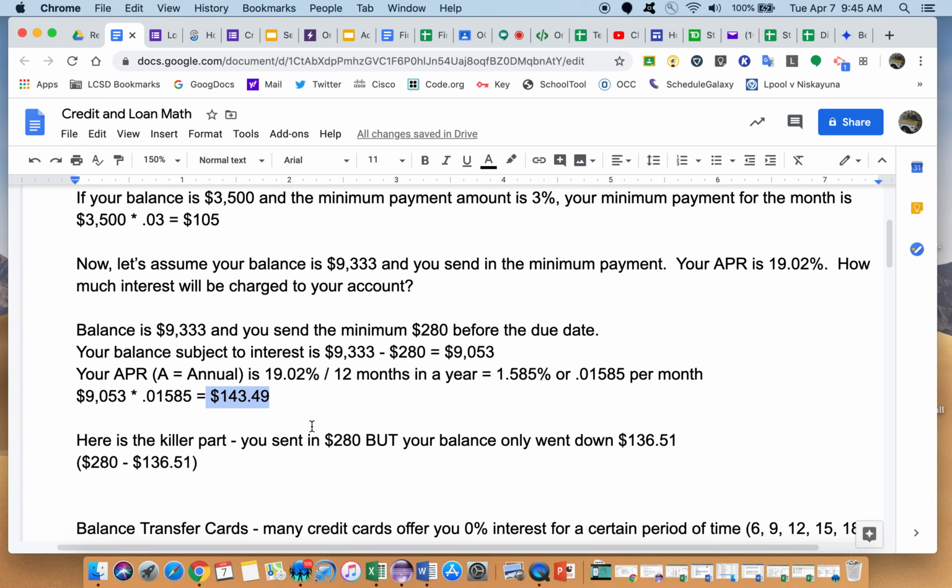All right, and here's the killer part. Here's the part that is so disheartening and hurts you. You feel like you sent in $280, so your balance is going to go down by $280. However, because they add the interest in, your balance only went down by $136. So you can see why in a credit card it takes you so long, years and years and years, to pay off a balance if you only send in the minimum. Because here we sent in $280 and our balance only went down by $136.51.